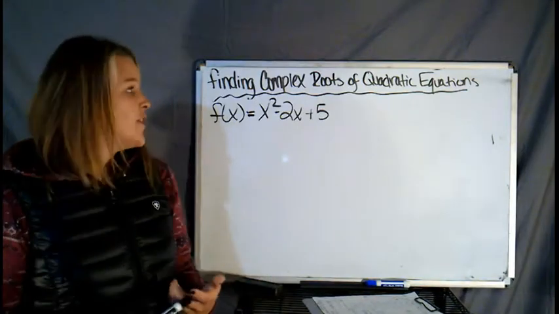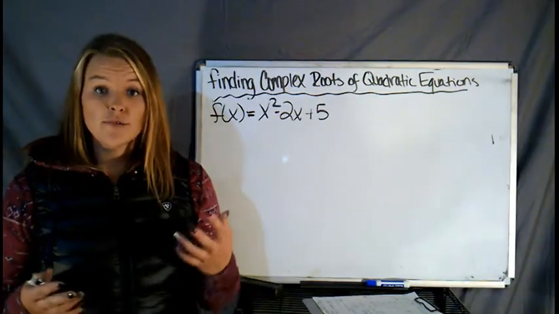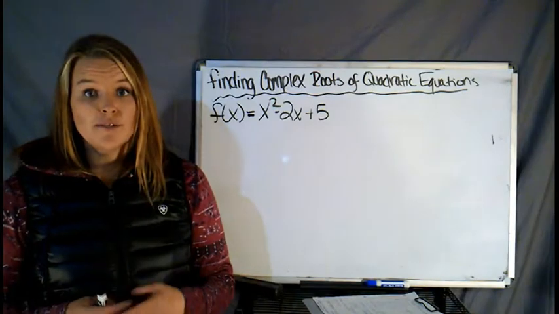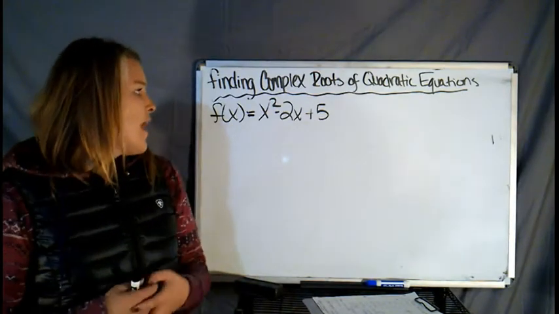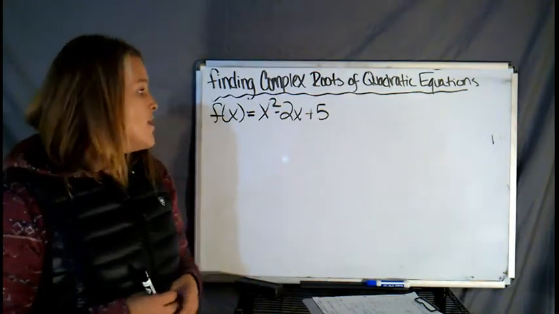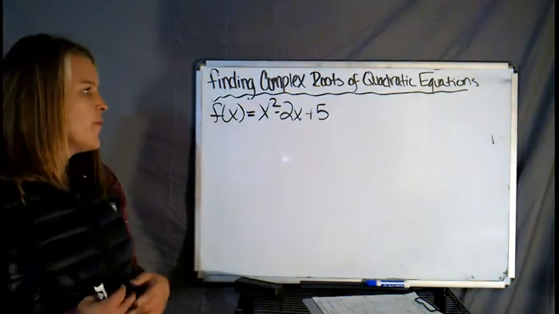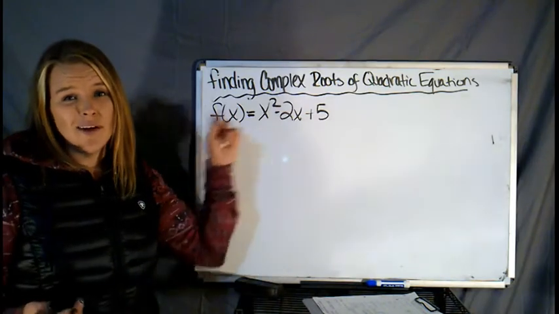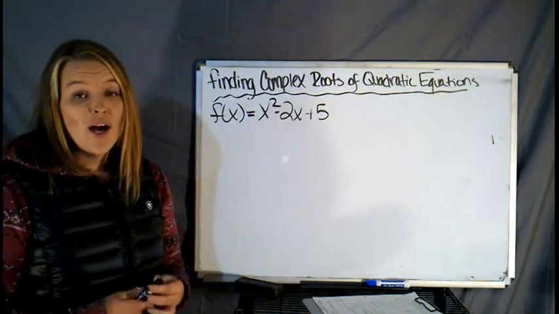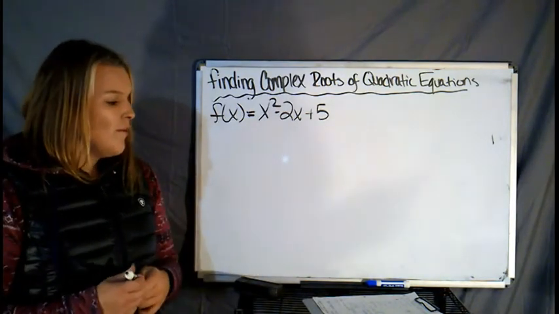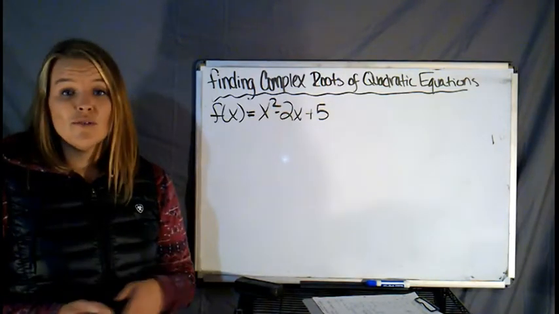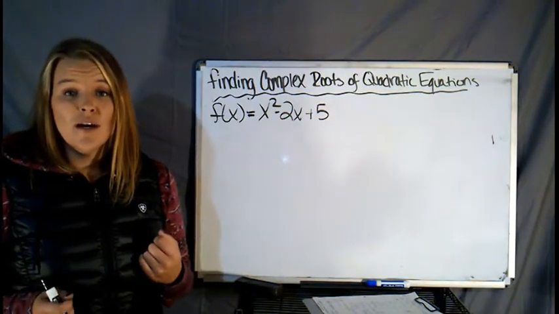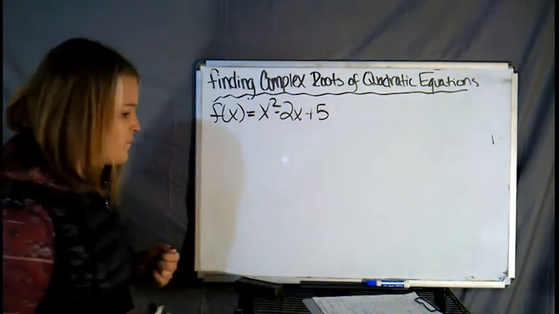So now, for this last video, we're going to be finding complex roots of quadratic equations. We have the equation f of x is equal to x squared minus 2x plus 5. Well, first we're going to look if we can factor it, which we can't because, I already told you it's going to have some complex roots. So we're going to go with the method of solving this that we just learned about in the last lesson, which is by completing the square.